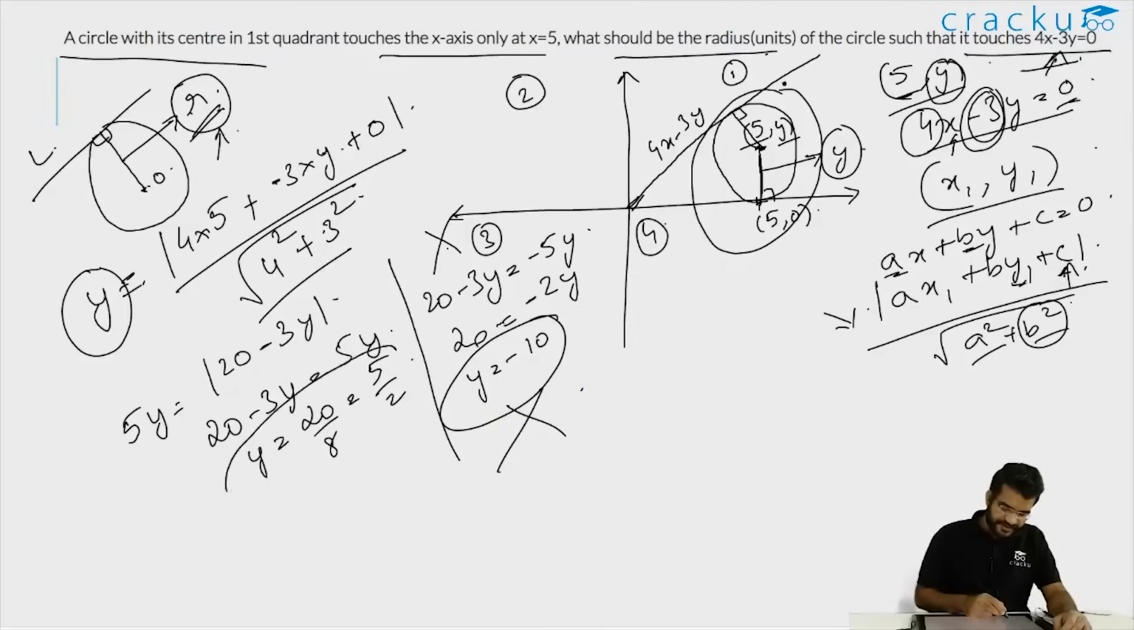So the only possible value for y is 5 by 2, and when y is 5 by 2, that is equal to the radius of the circle, which we have to calculate. So the correct answer is that the radius of the circle will equal 5 by 2.